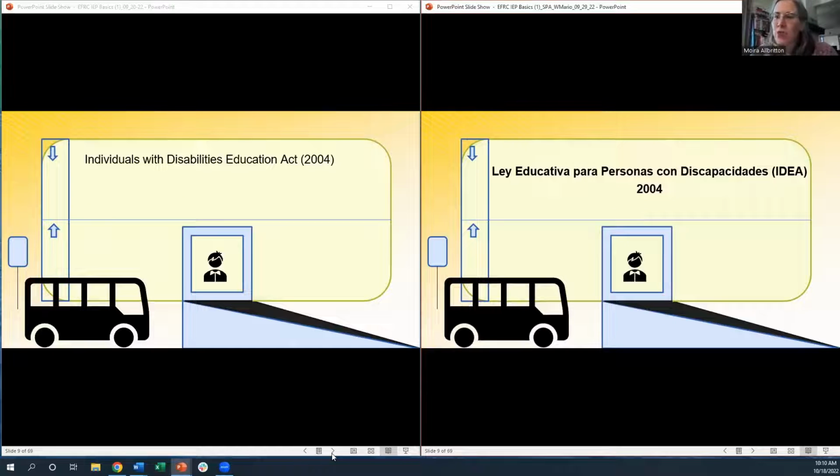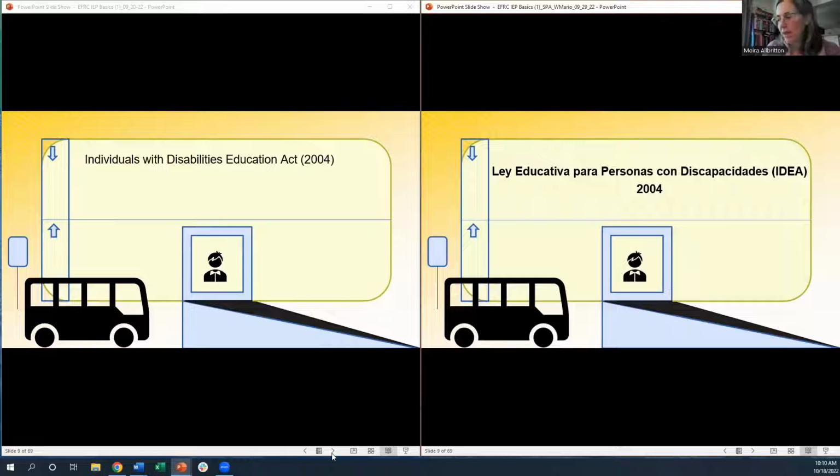And the reason there's one student is to highlight that this is very individualized. Those other laws really cover classes of people. This is talking about services, goals, in-depth assessment, and we're talking about relatively a very small number of students. You see the bus is kind of there to represent access.